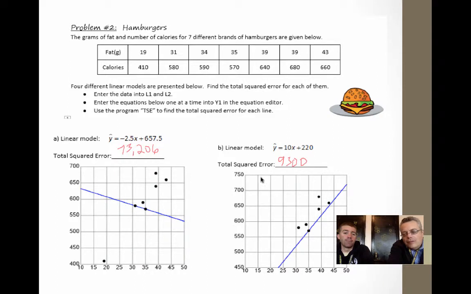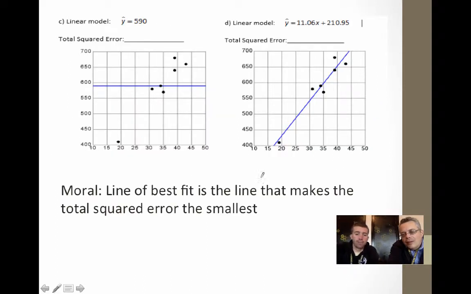Okay. The next one, same data. We're approximating it with a horizontal line. You think this is going to be bad or good? I think it's going to be bad. Yeah, it's not as bad as the first one, but it was 48,400.